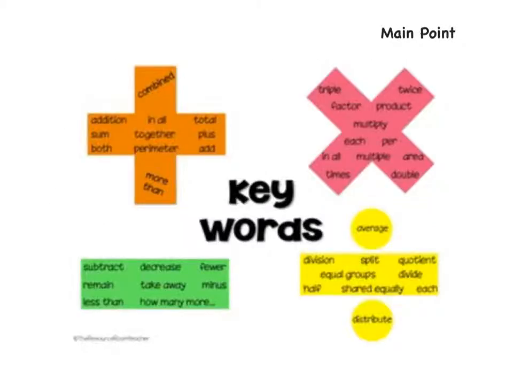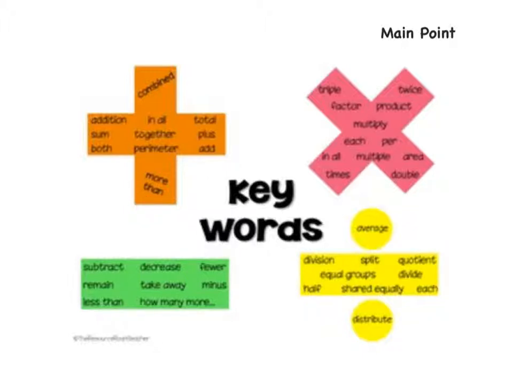So step 3, I said we're going to translate the words into mathematical equations. This slide shows some of the key words for addition, subtraction, multiplication, and division. I need you to write these words down into your notes, please. So for addition, you'll see combined, or the sum of, or more than.